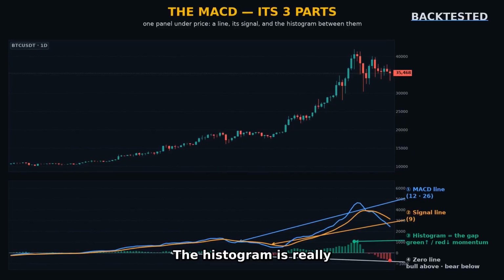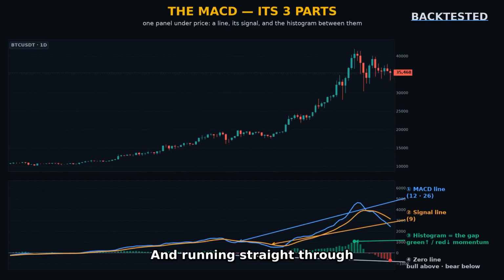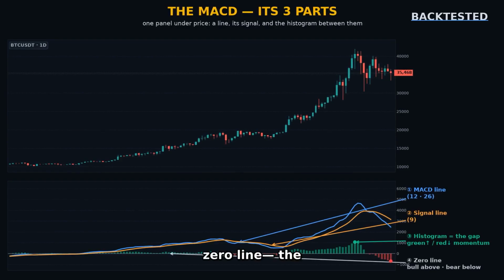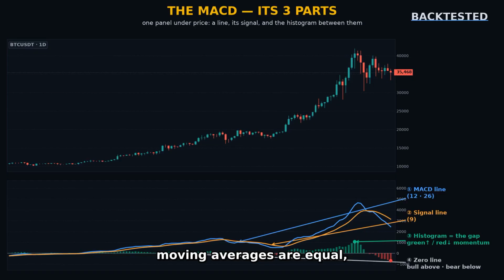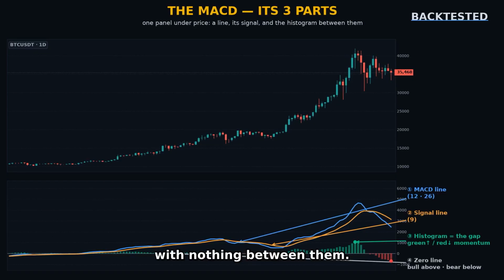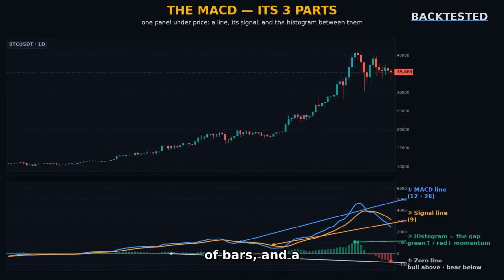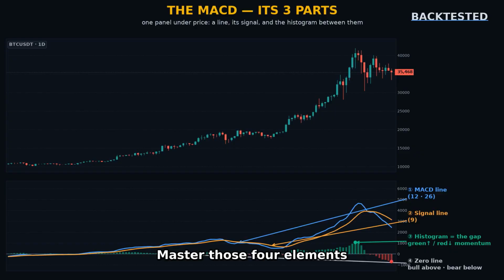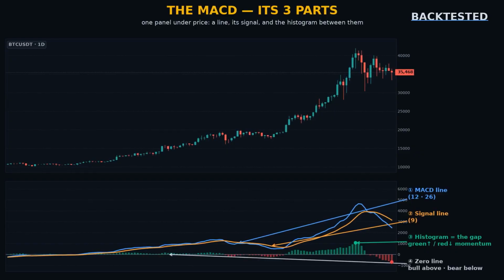The histogram is really just a visual of the distance between the two lines, and running straight through the middle of all of it is the zero line, the level where the two moving averages are equal, with nothing between them. Two lines, a set of bars, and a center line. Master those four elements and the three signals become obvious. Let's read them one at a time.